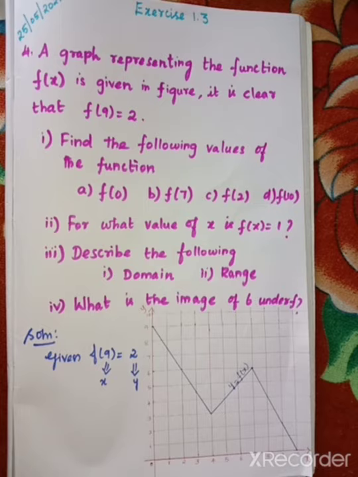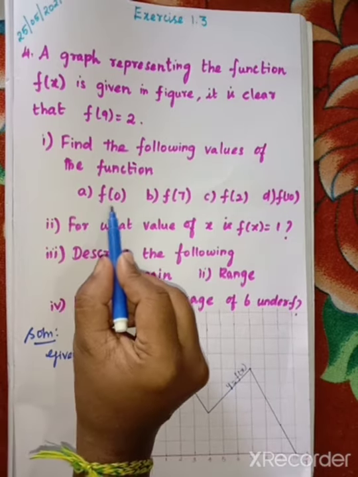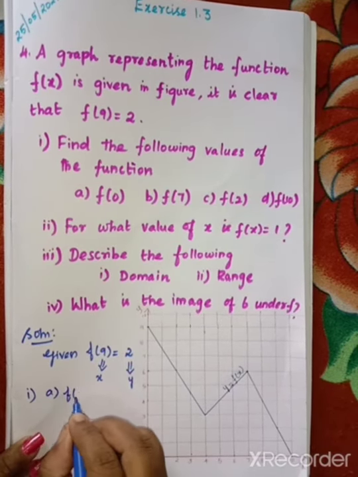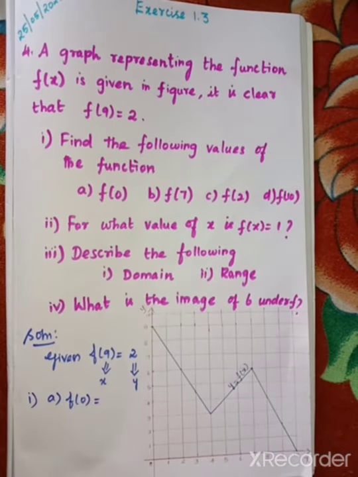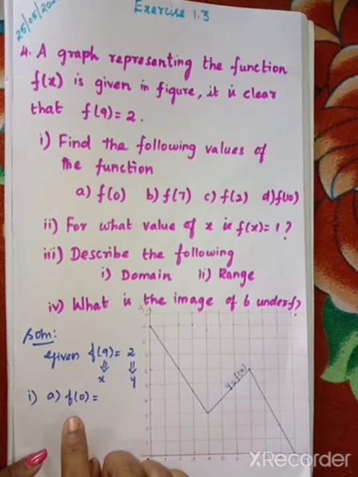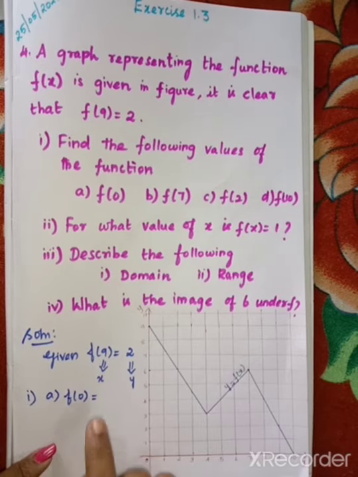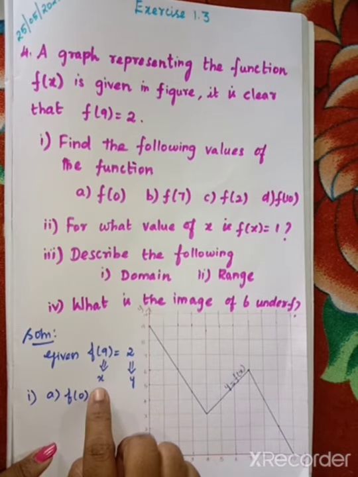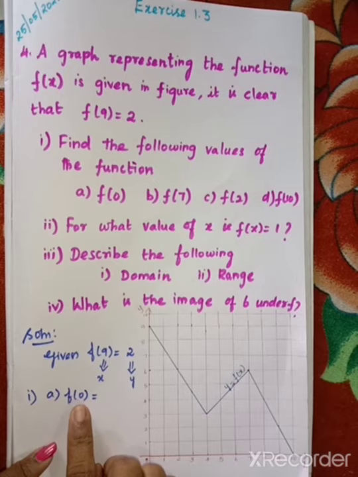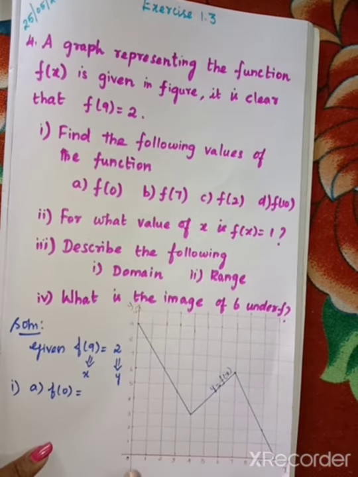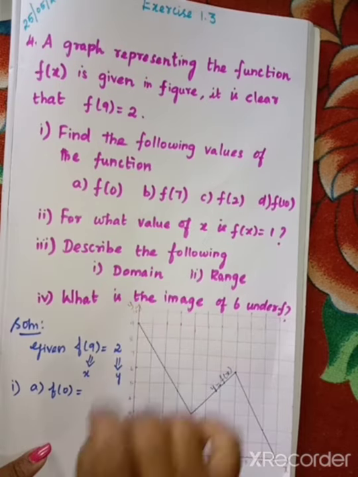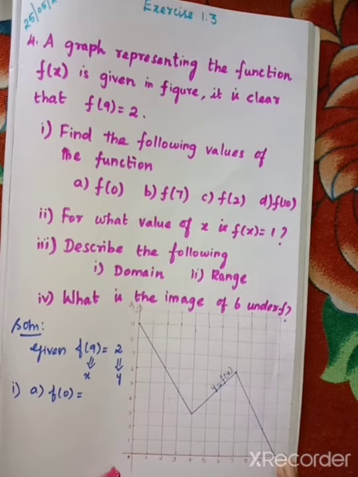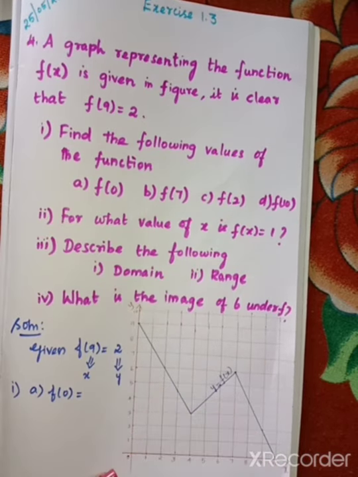So, first one, see that here f of 0. Subdivision a, f of 0, we want to find. Here 0 represents x or y? Yes, x. Because here see f of 9 equals 2, so 9 is considered as x. So here 0 is considered as x. So see the graph. This is the x-axis, this one is the y-axis. Horizontal is considered as the x-axis, vertical is considered as the y-axis.